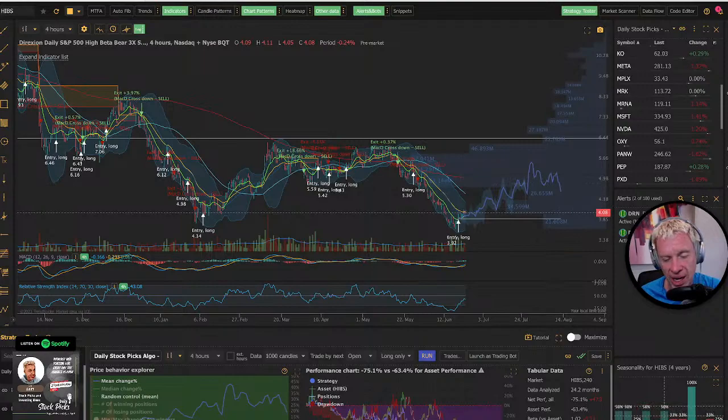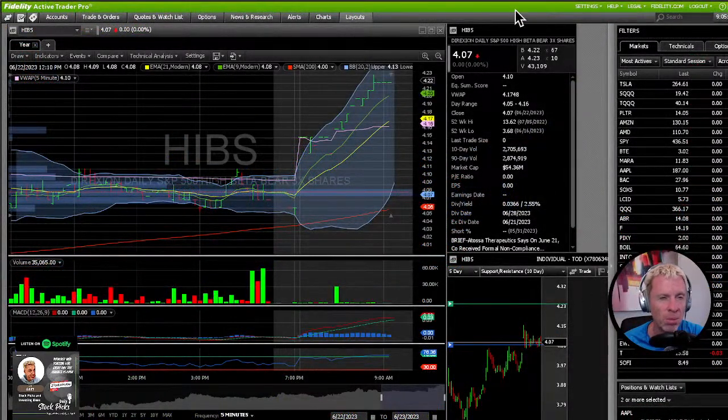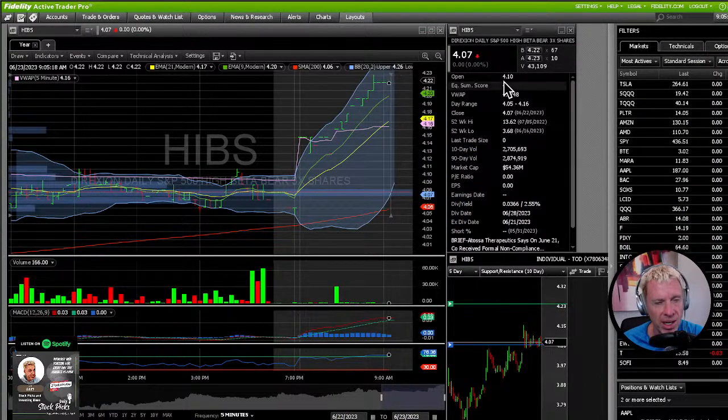I like to trade on Active Trader Pro. So the volume isn't huge in the pre-market. It's only 43,000 shares. Typically, it trades about 2.7 million over a 10-day. Yesterday's range was 4.05 to 4.16. I'm glad I didn't sell it at the 4.16 level. It's at 4.23 in pre-market right now, but again, the markets haven't opened up.